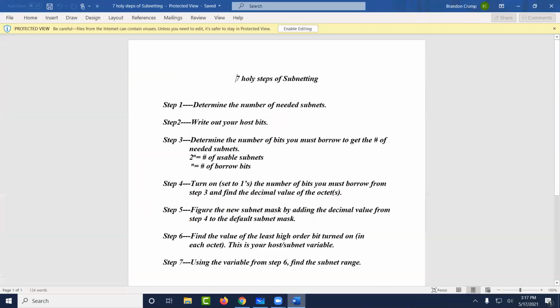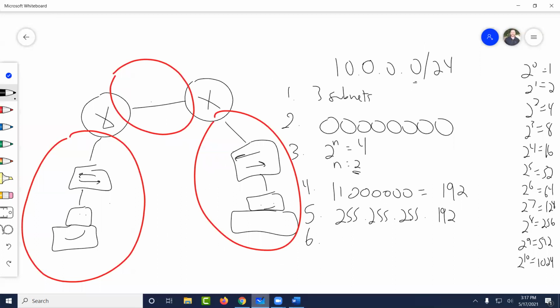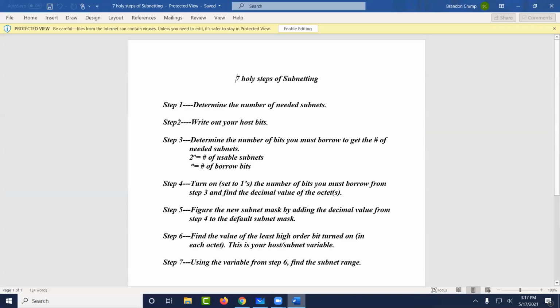Step 6, now we've got to go find that magic number. I call it the variable for each octet. They call it the magic number for each octet. Six of one, half a dozen of the other. You go up here and find the highest order bit turned on and the value at that bit position. So I call it a variable, which is 64. And then our last item is we're going to find our subnet ranges.